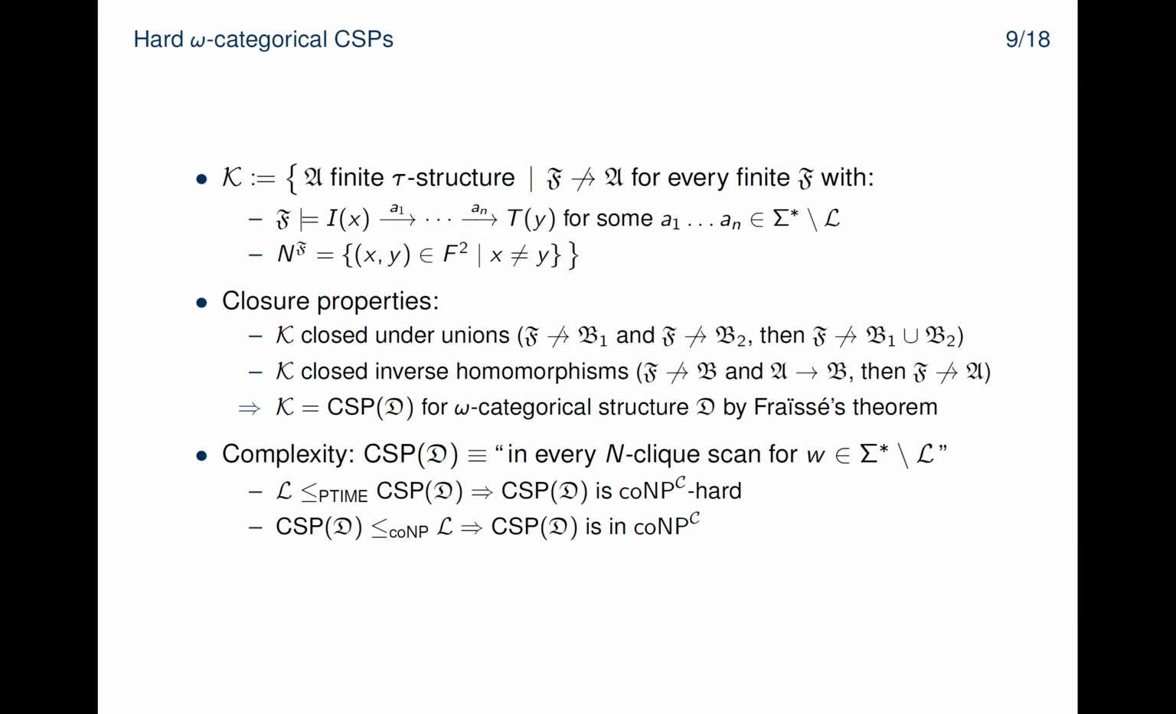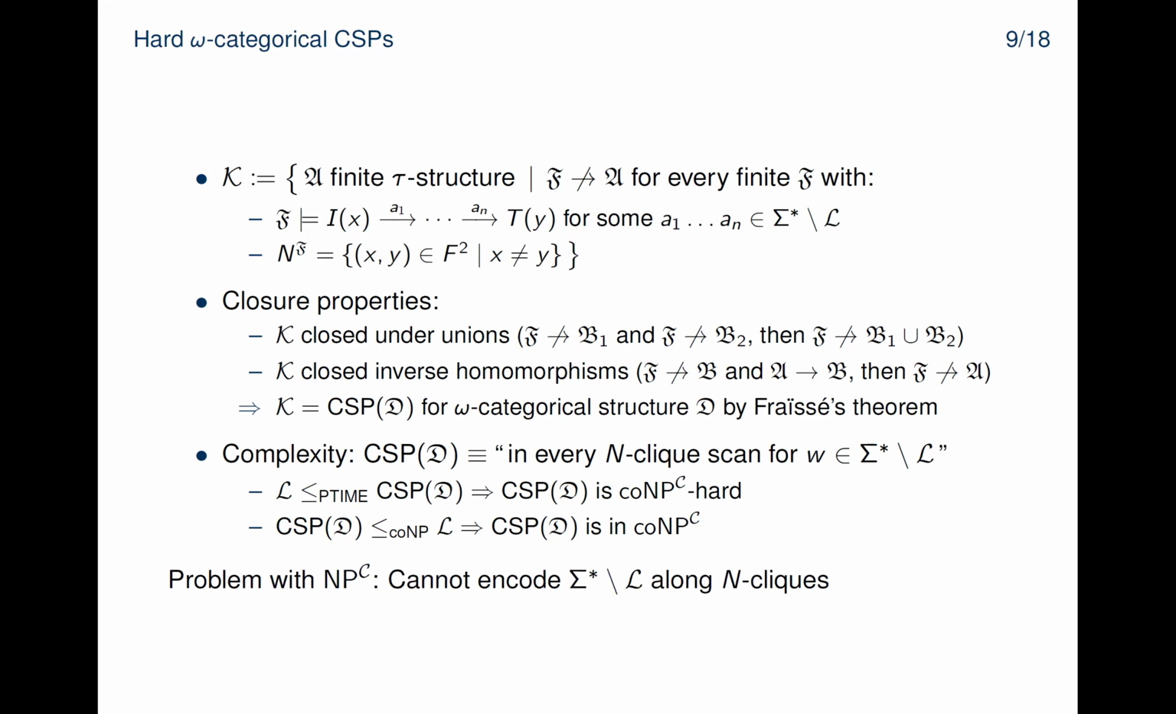And in the other direction, CSP of D reduces under coNP many-one reductions to L. And since classes of the form coNP-C are closed under such reductions, we actually also get the upper bound. So this is how you show that the CSP is coNP-C complete.